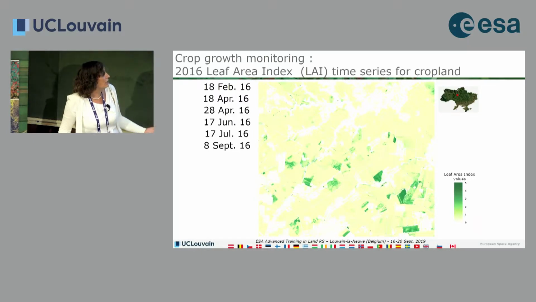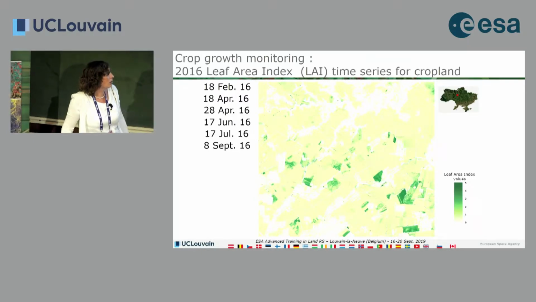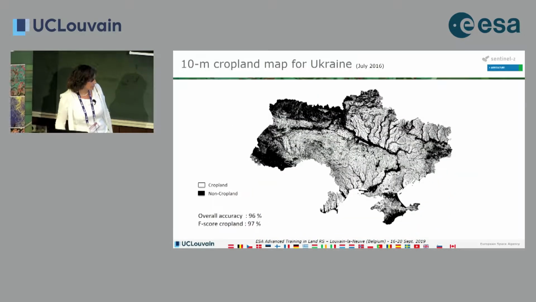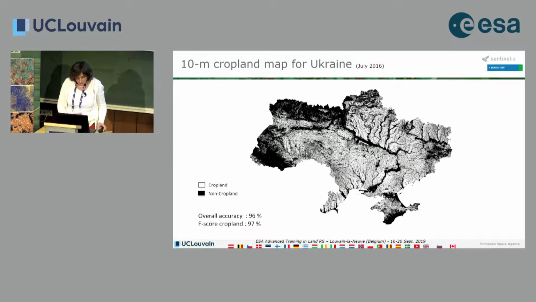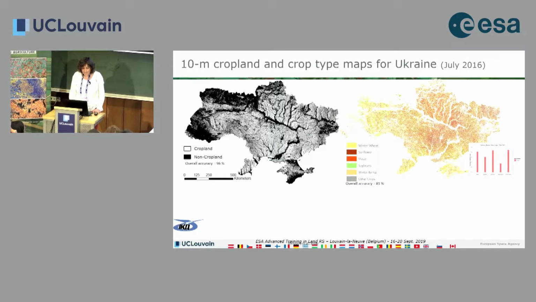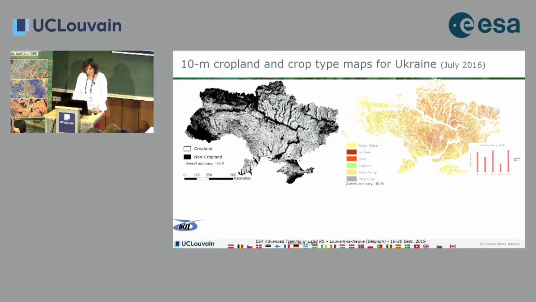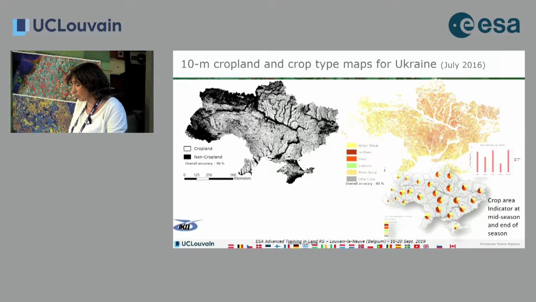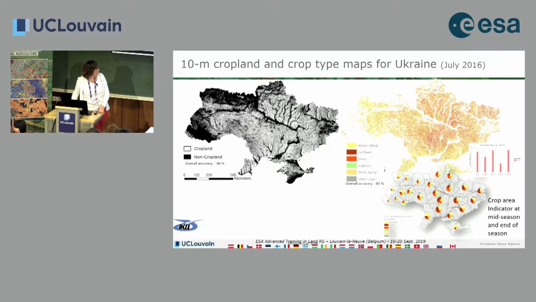But still, even with few data, you get a good idea of how the vegetation is growing. This is the first cropland map that you discussed the accuracy of yesterday. There was also the crop type map. So we did the map for the 5 main crop types with an overall accuracy of 81%. And from this, we derived some crop distribution at the oblast level.